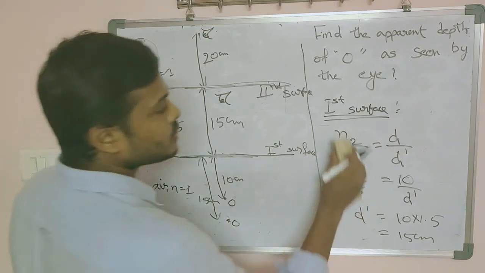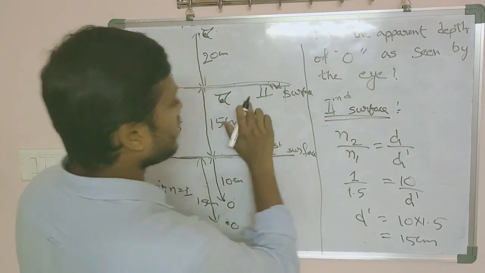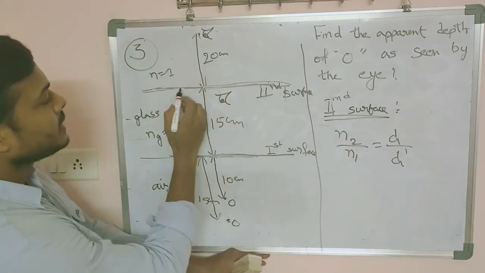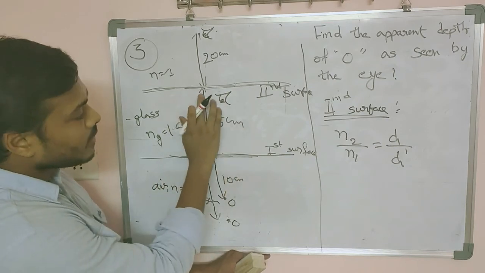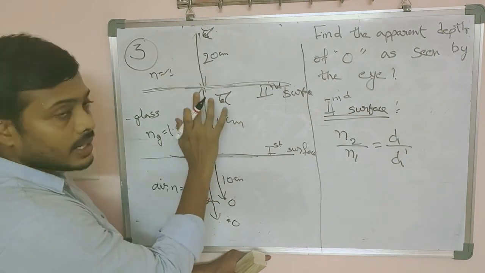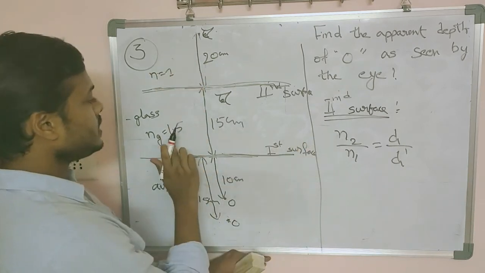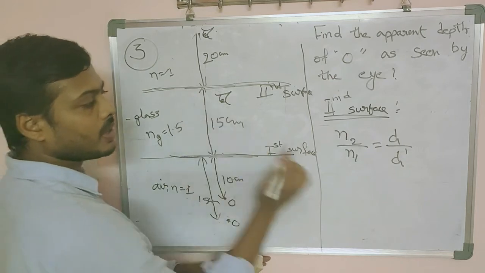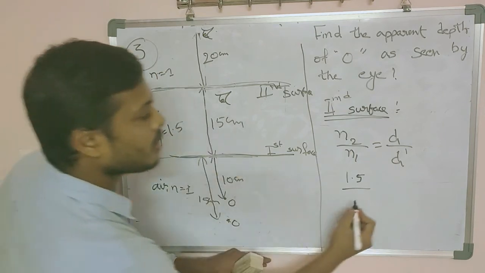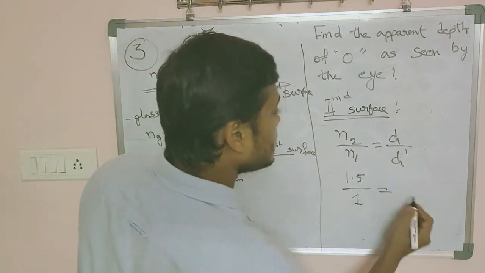So at the second refraction, if we apply the same formula, see, at this refraction, the light ray is coming from this medium and going to this medium, because we are seeing from here, okay? So what is N2? N2 is 1.5 because light rays are coming from here. 1.5 by what is N1? N1 is this medium, that is 1, because light rays are going to this medium after refraction. That is equal to d by d dash.